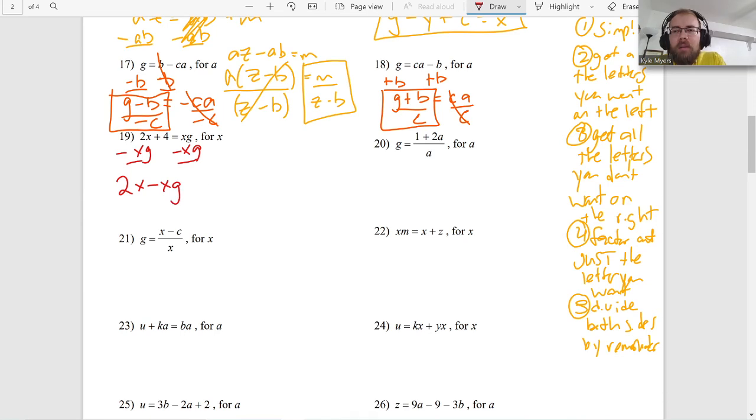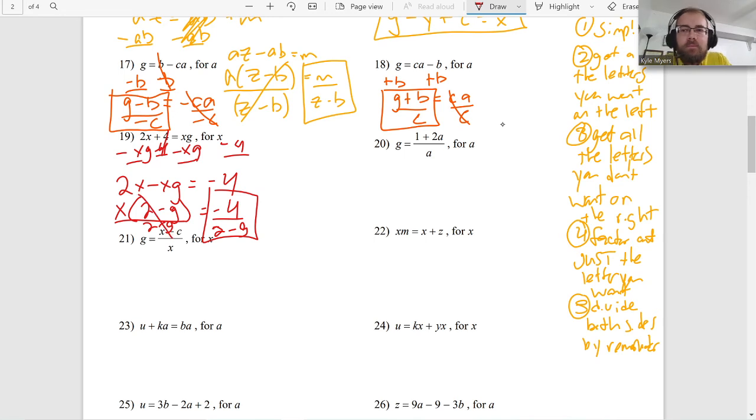Okay. And then we also want to get all the letters you don't want on the right. Well, 4 is not a letter, but we don't want it because it doesn't have x in it. So we're going to subtract 4 on both sides. Now all the x stuff is on the left and all the not x stuff is on the right. That's the goal. Okay. Factor out just the letter. 2 minus g. And then divide out what you just factored. 2 minus g. And that's the answer.